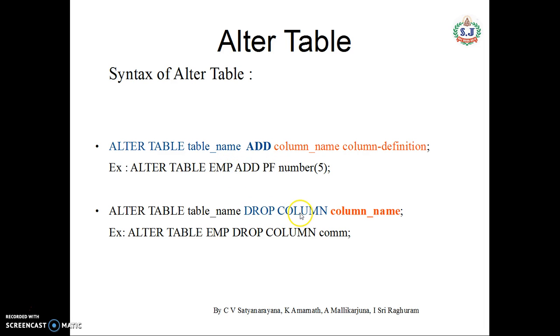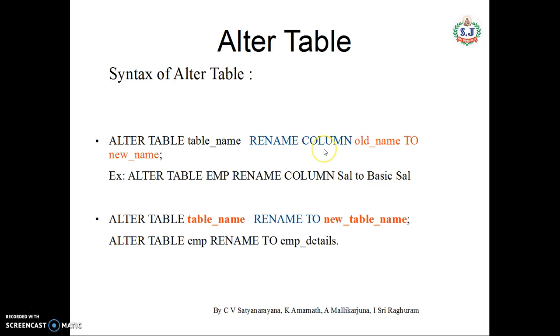Second one is drop column. So if you want to delete a column, not a complete table, you just want to delete a column from the table, you can do it with this syntax saying drop column name. This is a keyword, it has to be used as it is. And you have to specify the column that you would like to delete. The example says alter table EMP drop column commission. So I want to delete the column called commission, I can delete it. And you have a third syntax called rename column.